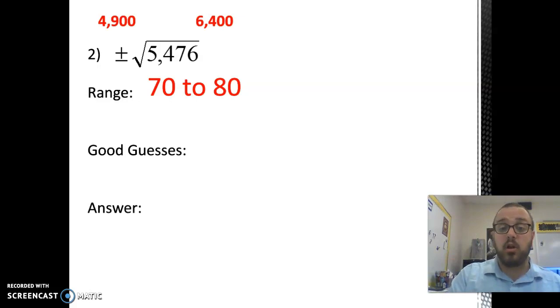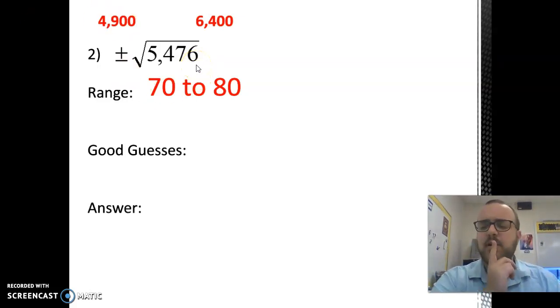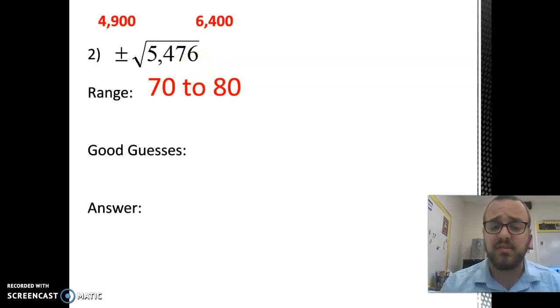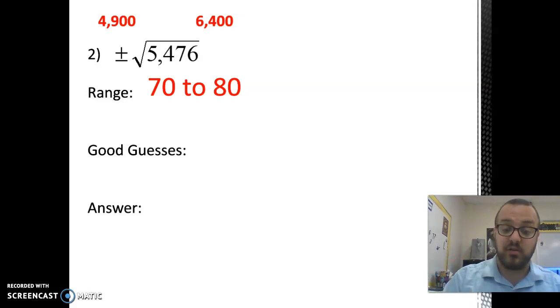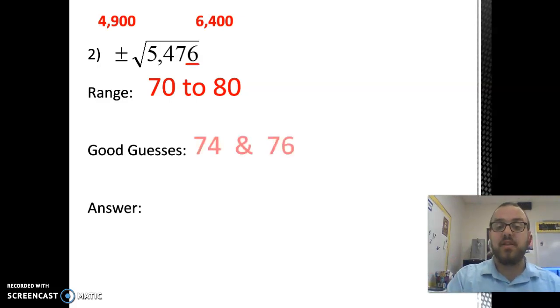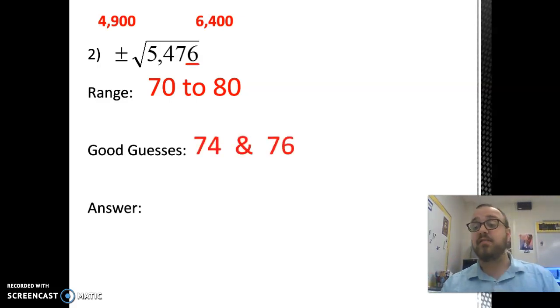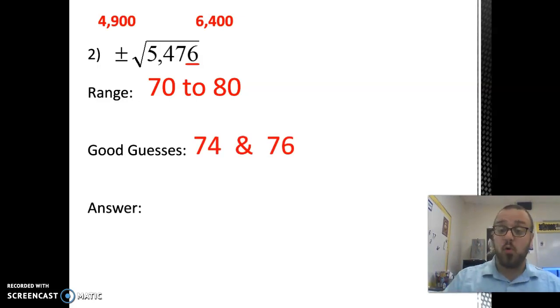Now that I know that, I want to look at this last number. In this case, it's 6. So I think to myself, all right, what single digits multiply by themselves to give me 6? And once again, I can think of two different single-digit numbers that do that. I can think of 74, and I can think of 76. 4 times 4 is 16. 6 times 6 is 36. Those both end in 6. These are the two numbers that it could possibly be.